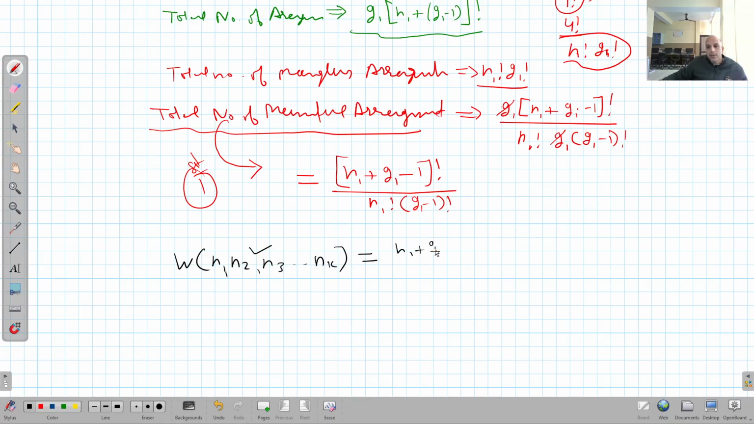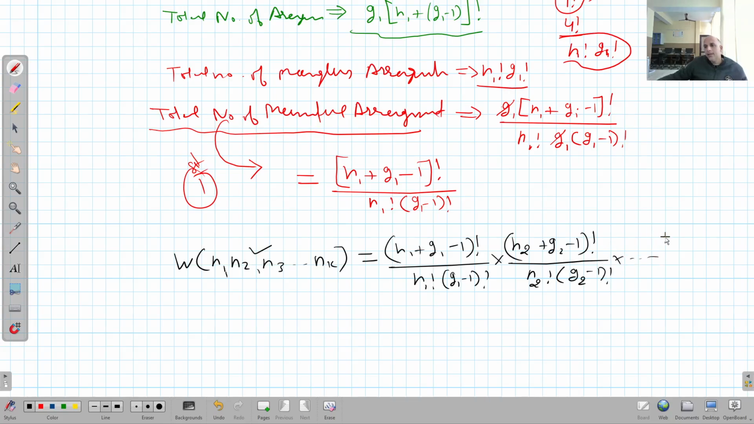N1 plus G1 minus 1 factorial divided by N1 factorial into G1 minus 1 factorial, multiplied by N2 plus G2 minus 1 factorial divided by N2 factorial into G2 minus 1 factorial, and so on, up to Nk plus Gk minus 1 factorial divided by Nk factorial into Gk minus 1 factorial.